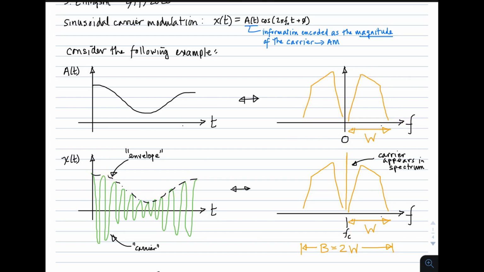Of course, something else to know about AM is if you've filled up a bandwidth of W in the message waveform, then the bandwidth of your RF waveform will be twice W, 2 times W. And we'll come back to that idea a little bit later.